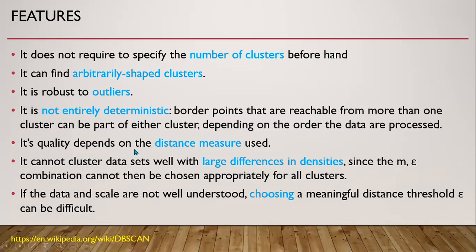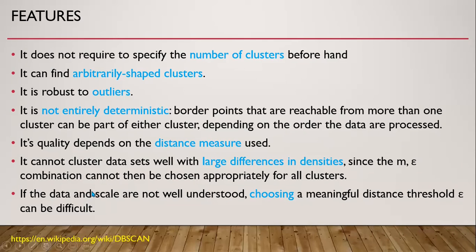The clusters of DBSCAN depend on the distance metric used. DBSCAN cannot cluster data sets well with large differences in densities, because this is density-based clustering. So if there are large differences in densities of various clusters, this algorithm will not produce good results, because the parameters m and epsilon cannot be chosen appropriately for all clusters. If the data and scale are not well understood, choosing a meaningful distance threshold epsilon can be difficult.